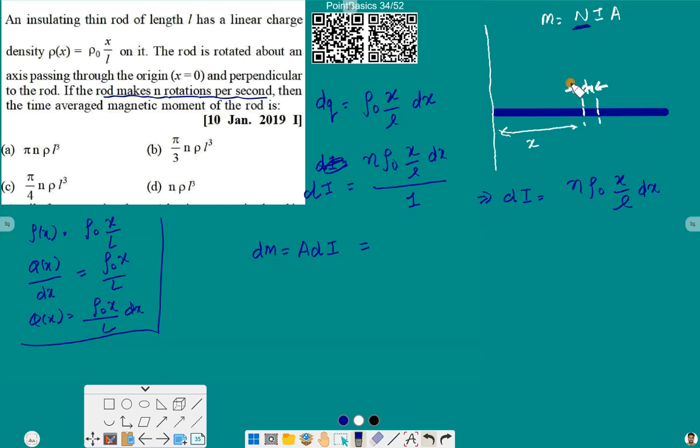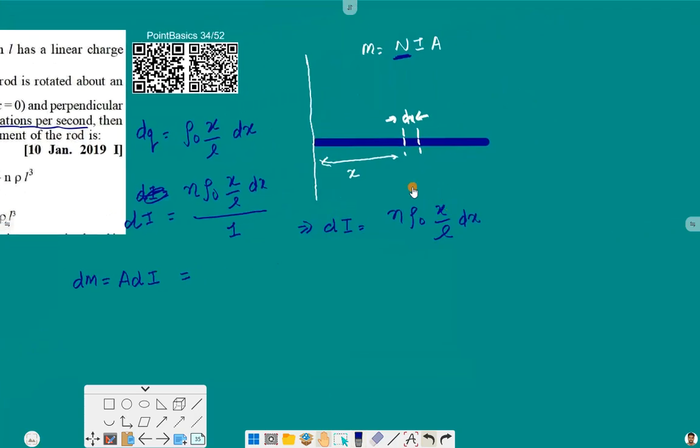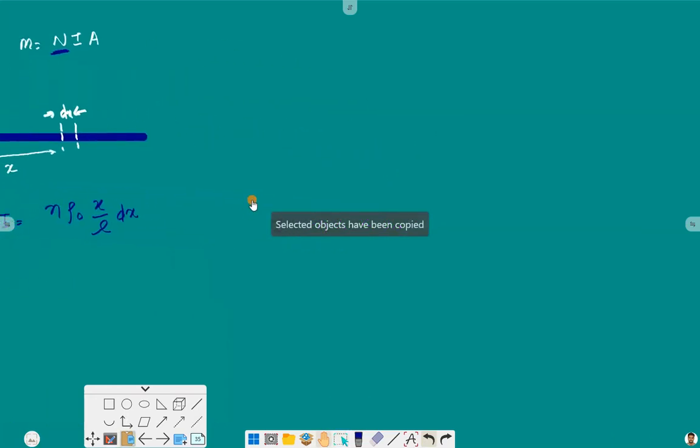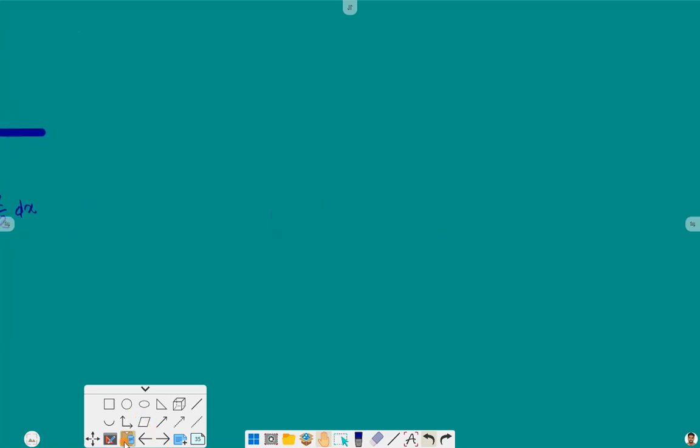it is the area that is circumscribed by this small element dx. Here let me show you how we will calculate the area. This is our original element, and let's paste it here. So now when it rotates, this small element will circumscribe a circle like this.